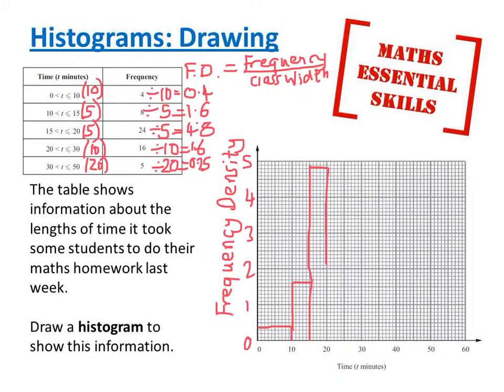Notice how these bars are not all the same width. The width is represented by the size of the group. So the next group is the 20 to 30 group, and that's got a frequency density of 1.6. And finally, the 30 to 50 group has a frequency density of 0.25. And that's the end of the drawing of this particular histogram.